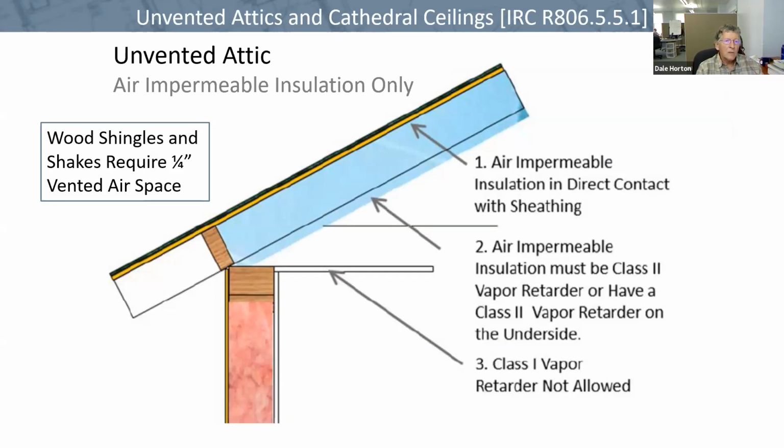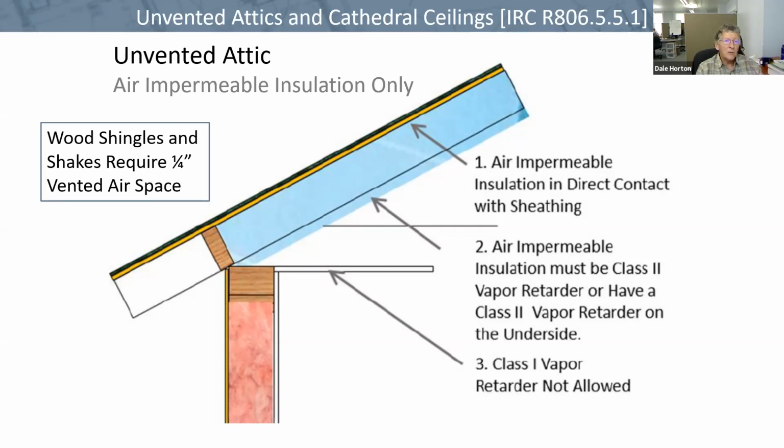I'm not going to go through this in great detail. I'm going to summarize it. But once again, I include this because it has to do with insulation, and obviously that has to do with energy. But in fact, these provisions are in the IRC and not the IECC. So for one thing, if you're going to have insulation right under the sheathing, you have to have a 1/4 inch vented space if you're going to have wood shingles or shakes.